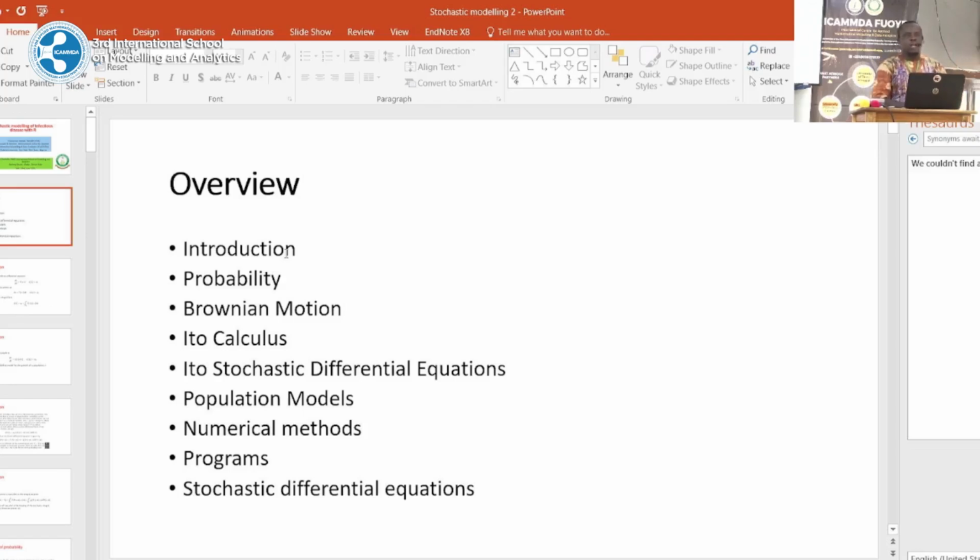Now, the one we have done is event-based stochastic simulation. But now, if you want to develop, you have a deterministic model, and you want to force stochasticity on the deterministic model from scratch. So you go through these parts. The overview is introduction, probability, Brownian motion, Ito calculus.